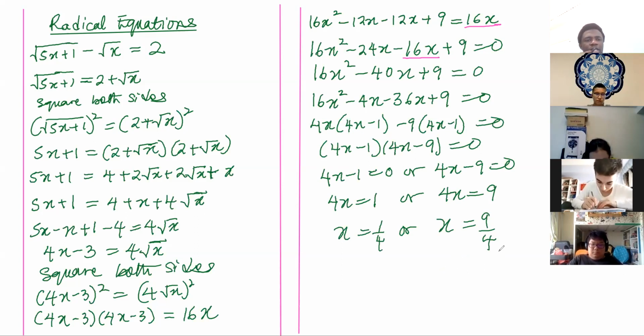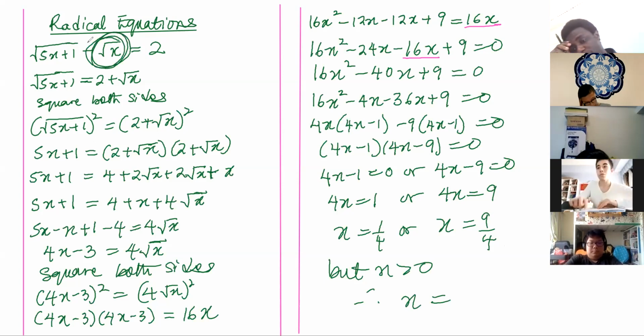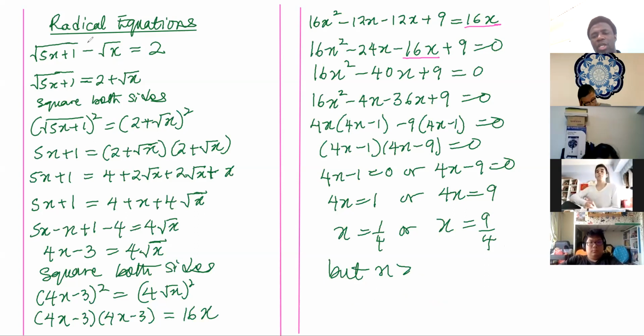We don't need to disregard any of them, because both of them are valid for the results because none of them is negative. If one of them was negative, then you can include a comment, but x must be greater than 0, therefore x is equal to whatever, because this cannot be square root of negative. Okay, so since both of them are positive, we are good. So both of them are valid answers.